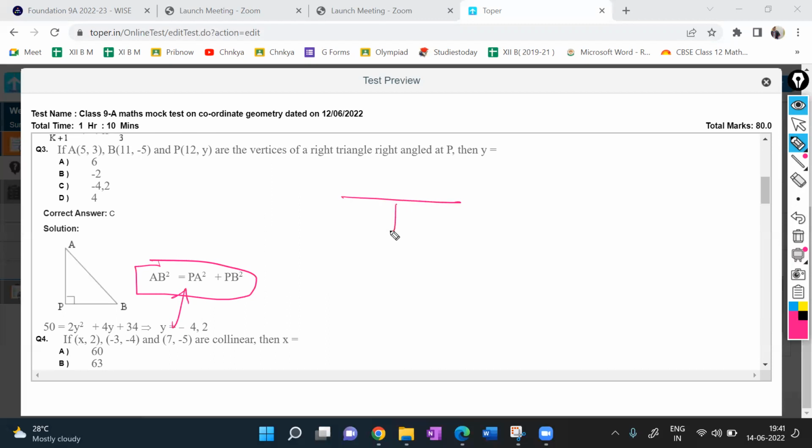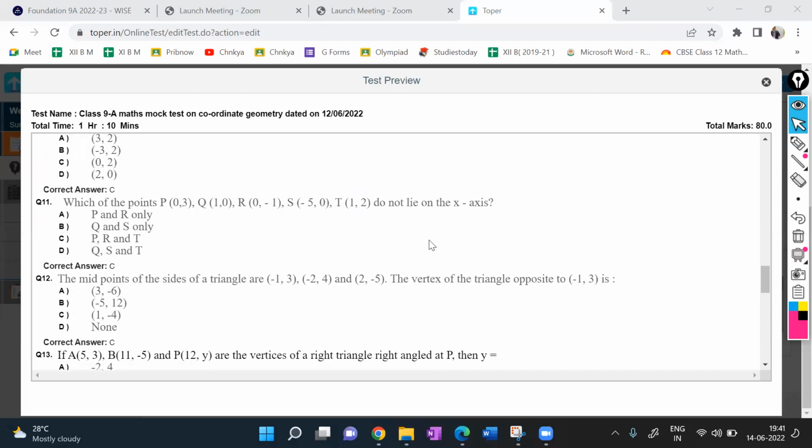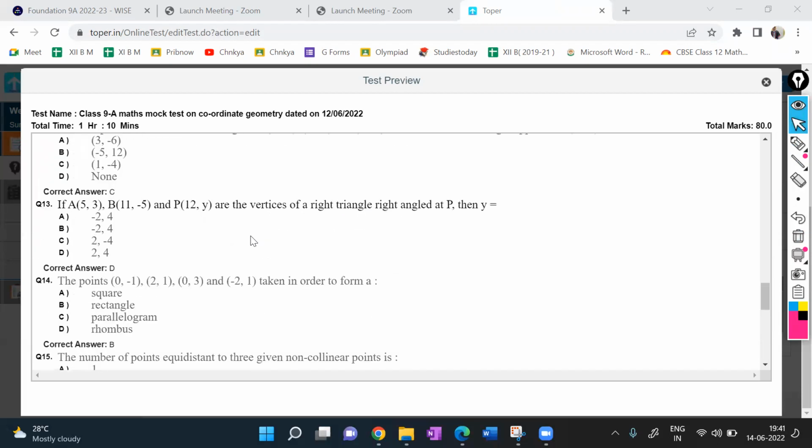I got one equation, beta. I just factorized it. I split the middle term to get the y value. You know how to factorize the equation, right? Yes, sir. You will understand it. Please go through the recording. I request everyone, please do write the notes.